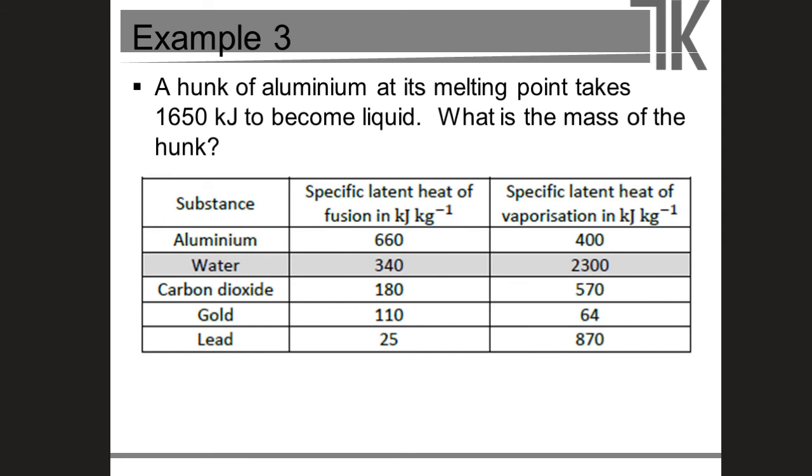So a hunk of aluminium at its melting point, so that kind of gives us an idea that it's going to be fusion here, takes 1,650 kilojoules to become liquid. Yeah, definitely fusion there. So we're dealing with the latent heat of fusion.